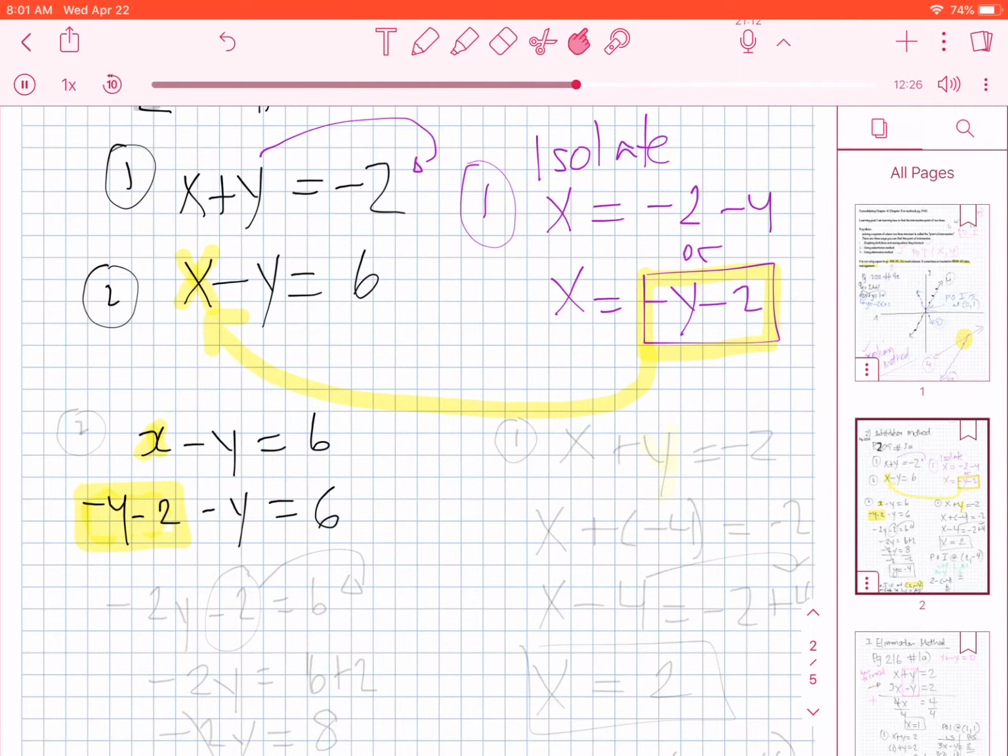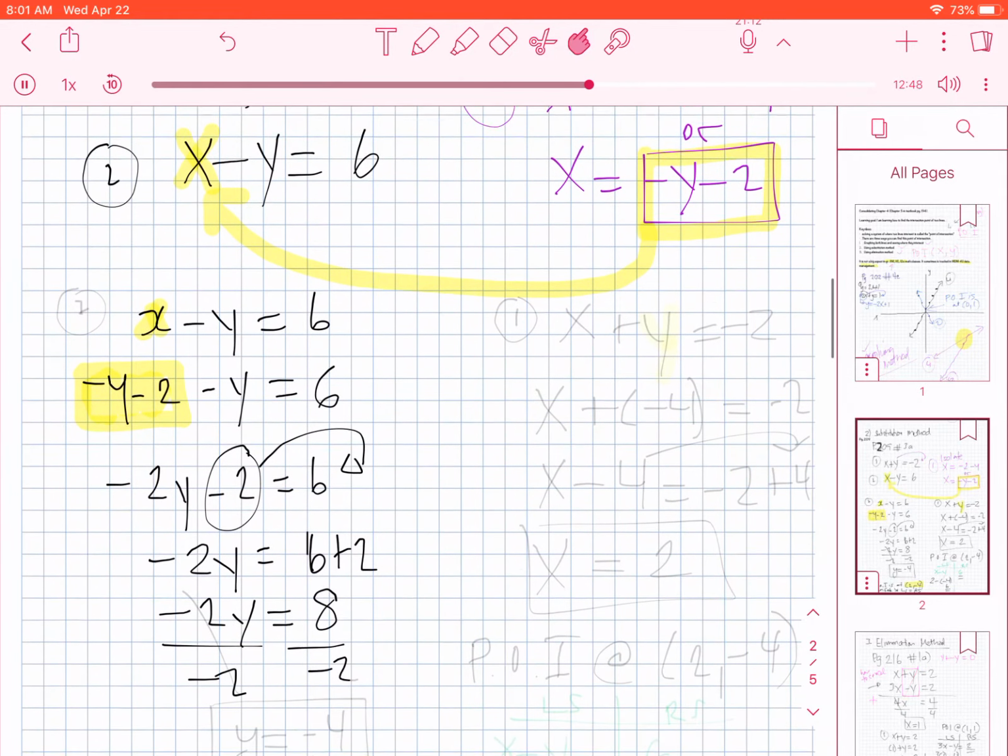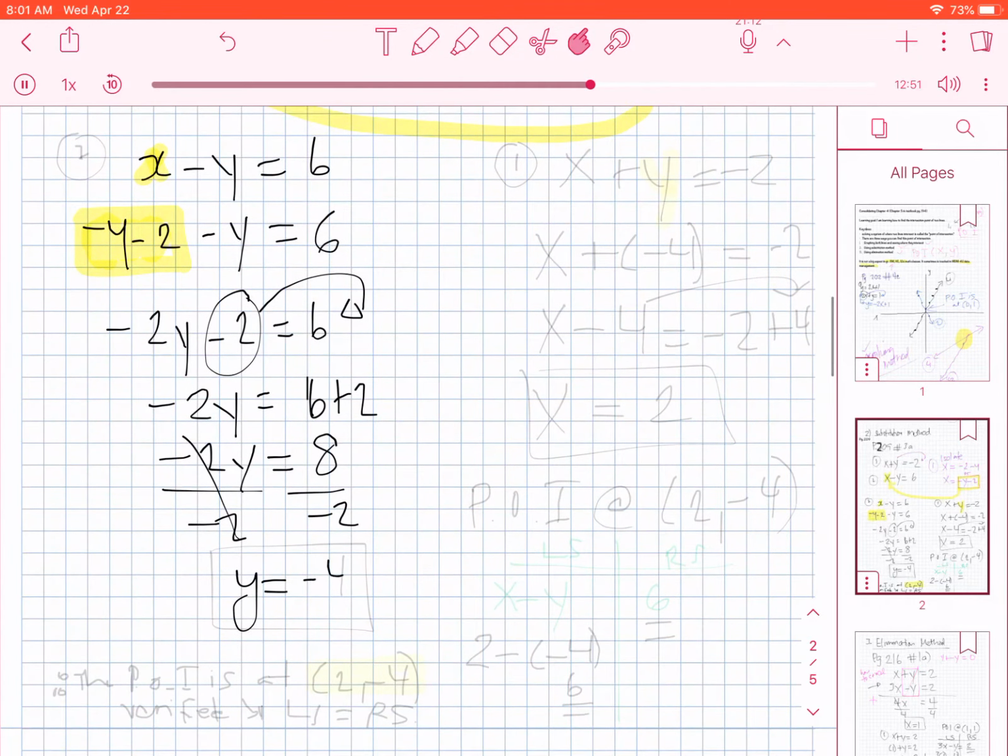Okay. From there, I'm going to collect like terms. So that's going to be negative 2y minus 2 equals 6. I'm going to swing over that negative 2 over the equal sign. So I should have negative 2y is equal to 6 plus 2. Divide by negative 2, divide by negative 2, y is equal to negative 4.